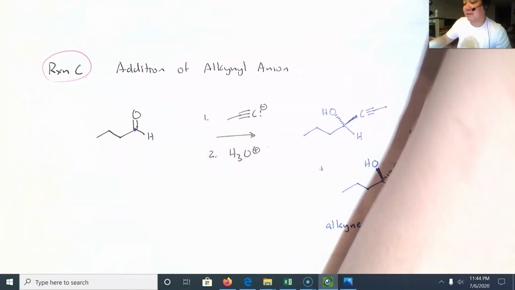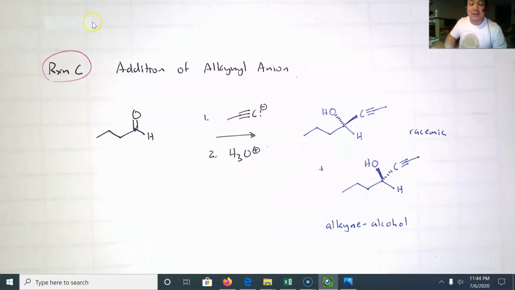Great. Got done with 3 reactions. The major one, as you can tell, is the Wittig reaction. Go ahead and make sure you study that very well.